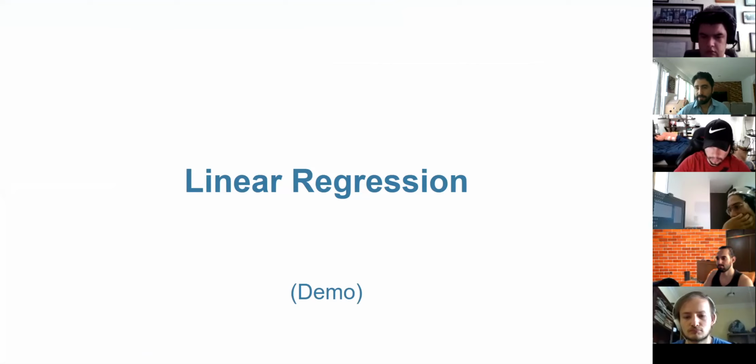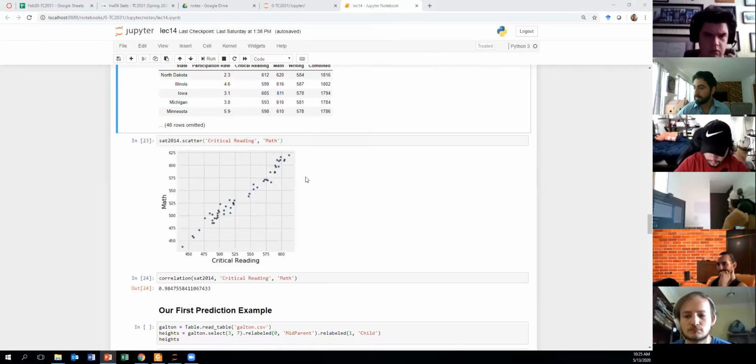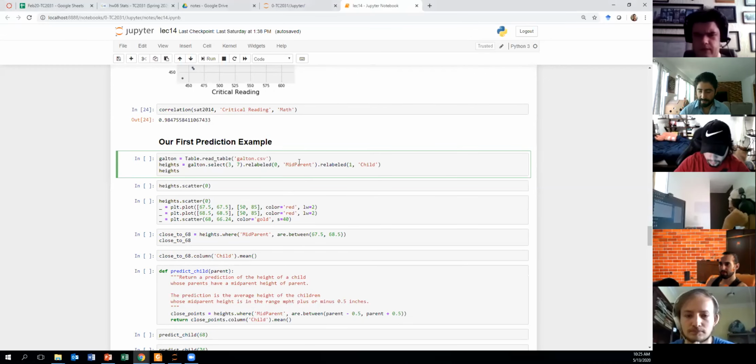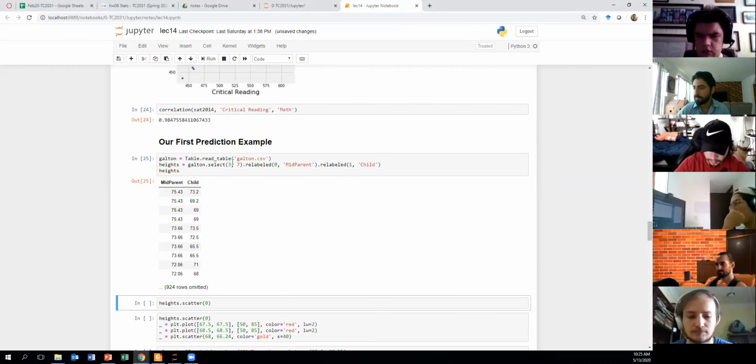Okay, so let's talk about linear regression. Linear regression is basically to model the relationship between two variables by fitting a linear equation, for example, x and y. So you want to see if a linear equation can describe your data. Okay, so let's go back to the code and look at the table that we saw in the second or third week, the Galton table.